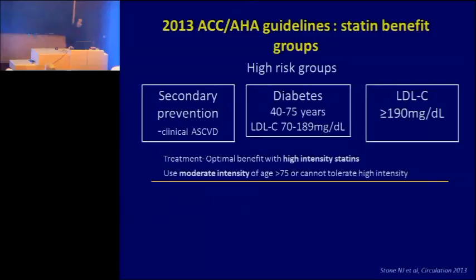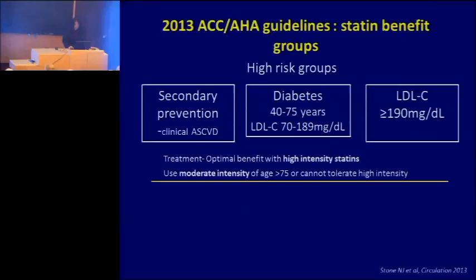The high-risk groups are the ones shown here, the ones who already have clinical atherosclerotic cardiovascular disease that includes myocardial infarction as well as stroke, individuals with type 1 and type 2 diabetes, and the individuals with very high LDL cholesterol levels, greater than 190 milligrams per deciliter. The optimal benefit is with high-intensity statins, as recommended by these guidelines.